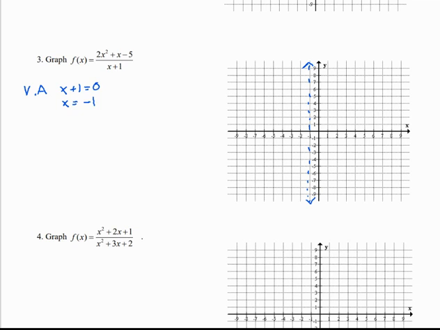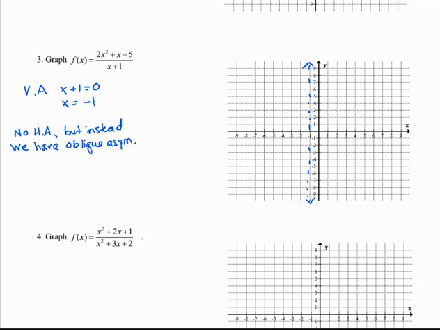Next, we'll go ahead and find our horizontal asymptote. Well, this time around, we have a power of 2 in the numerator and a power of 1 in the denominator. That means that the power is higher in the numerator. So there is no horizontal asymptote, but instead, we have a slant asymptote or an oblique asymptote. So how do I find that?